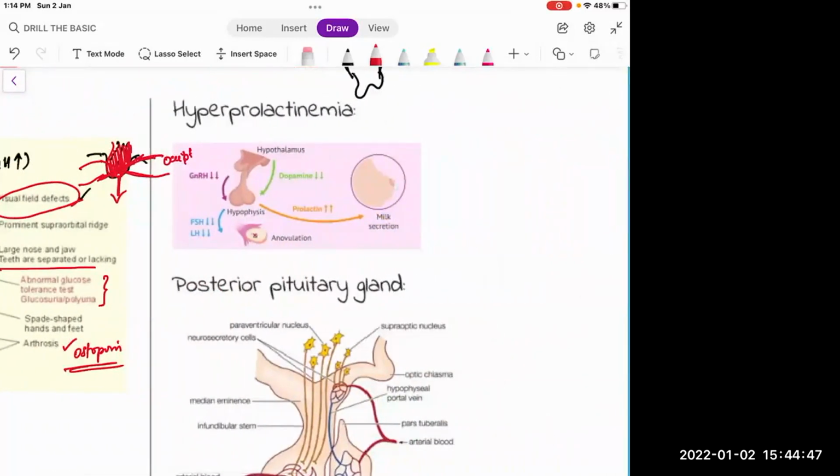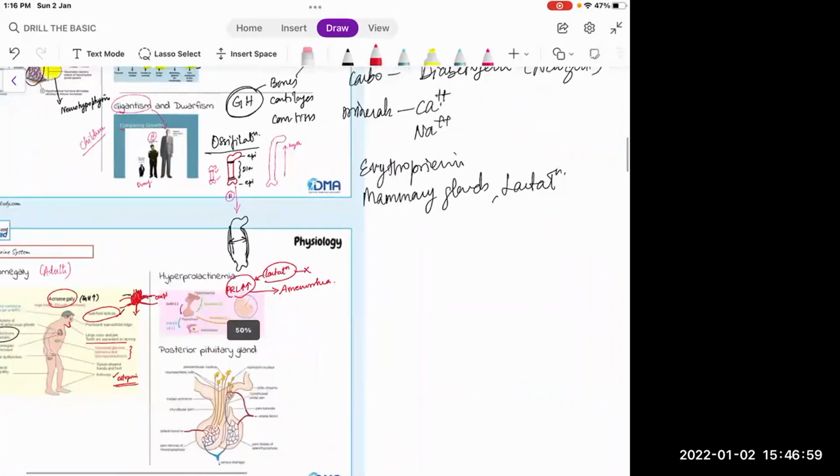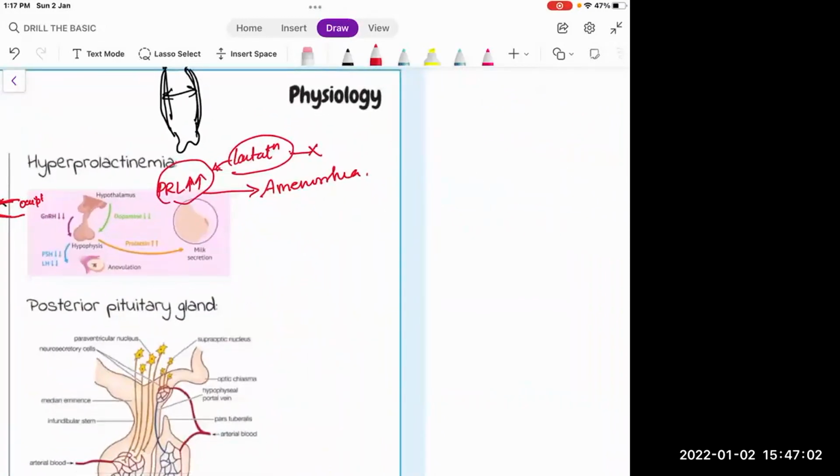And hyperprolactinemia, this is another anterior pituitary hormone defect. Hyperprolactinemia might also be due to pituitary tumors, so there is an excess of prolactin level. So finally, prolactin is increased. Normally prolactin is increased during lactation, and this increased prolactin will result in amenorrhea. But if the person is not lactating, in the anterior pituitary we are now looking into prolactin hypersecretion.